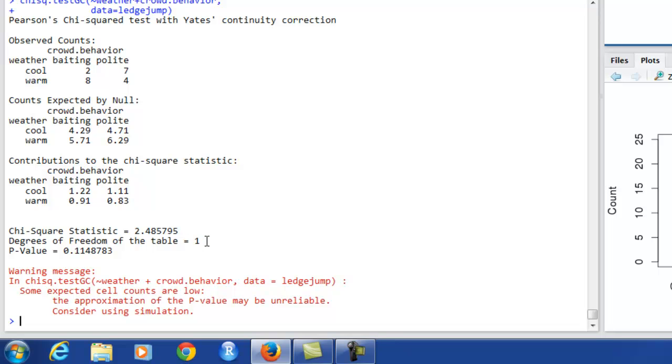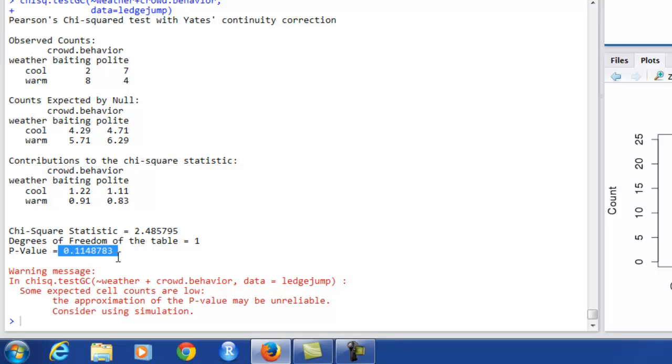Now, the degrees of freedom in the table is 1. The reason for that is there are 2 rows and 2 columns. The degrees of freedom is 2 minus 1 times 2 minus 1. That's 1 times 1. That's 1. The null is expecting the chi-square to turn out to be around 1, and it turned out to be 2.48, not much more than 1.